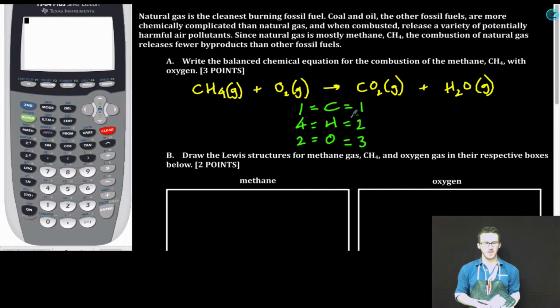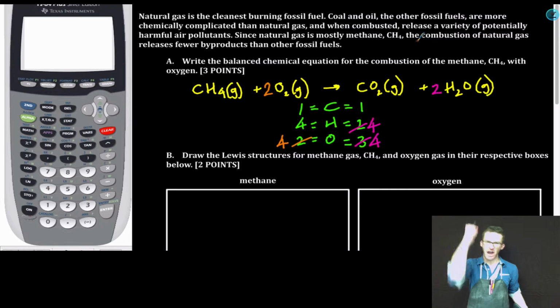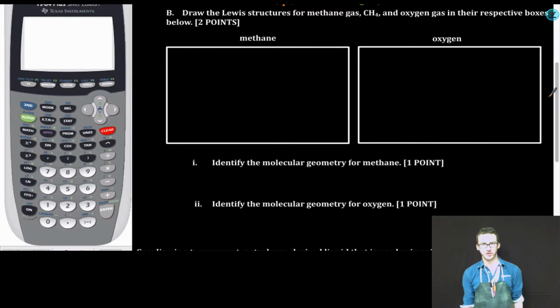Carbon, balanced. I'm going to go to hydrogen next because it appears only once on either side. To balance my hydrogen, I'm going to put a coefficient of 2 in front of water. That balances my hydrogen, but recognize that it also changes my total number of oxygen on the product side to 4. The only thing unbalanced now is my oxygen, 2 on the reactant side, 4 on the product side. A coefficient of 2 in front of oxygen will bring balance to the oxygen as well. Balanced.